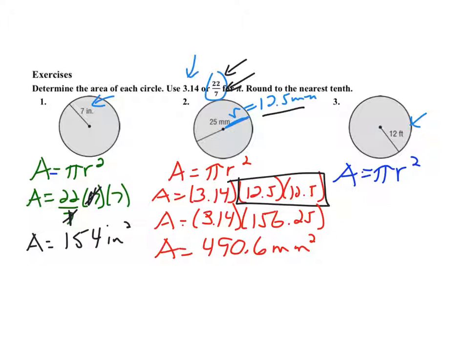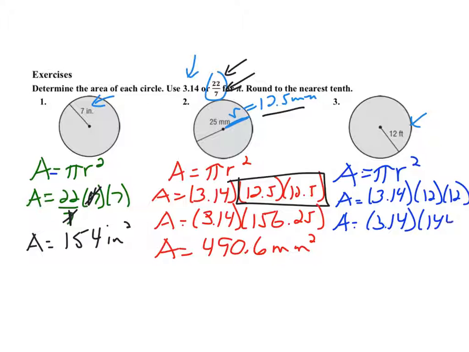Last one for practicing what we already did. Area equals 3.14, and it has the radius for us, and that's 12 times 12, which is 144. So next line is 3.14 times 144. Make sure you're writing this algebraically, meaning no x's in between. Multiply that out, and you get 452.16. So round to the nearest tenth, that would change to a 2. And that would be square feet.